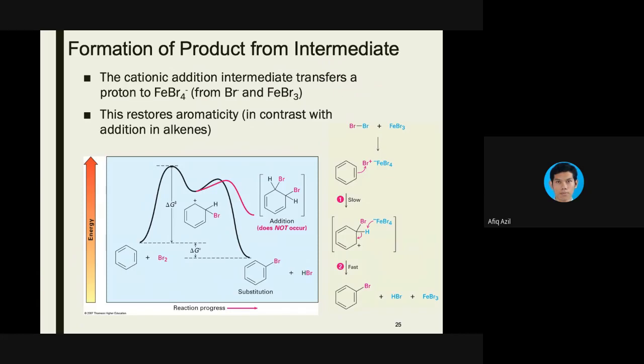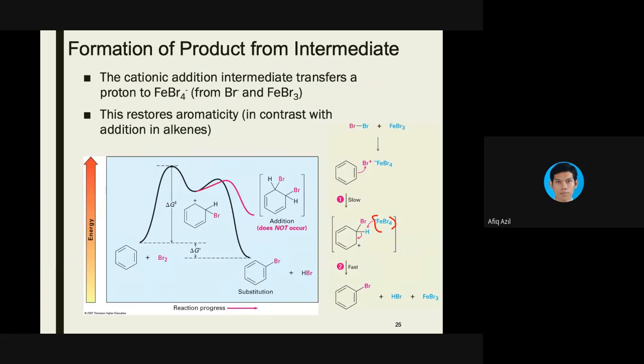In the second step, earlier you have this Br plus and FeBr4. The FeBr4, which is the anion, this whole thing, will come in and take the hydrogen away. So the electrons from this carbon-hydrogen bond will be shared back into the ring. This carbon, which is now lacking one electron, once it receives electrons from this carbon-hydrogen bond, will form back the double bond.